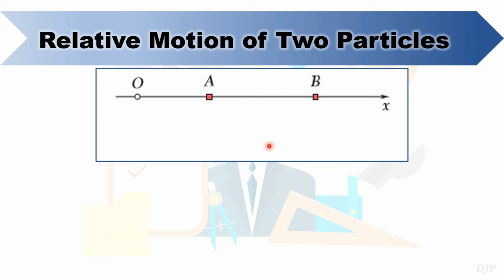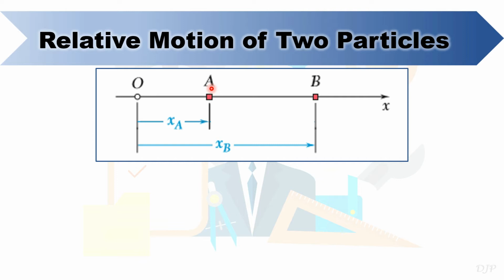Let us now consider this figure as our basis for the formulas in one dimension. As you can see here, we have two particles denoted by A and B moving along a straight path, and our reference point is at point O. As particle A moves, we can represent its position as x sub A. In the same way, for particle B, we can denote its position by x sub B.